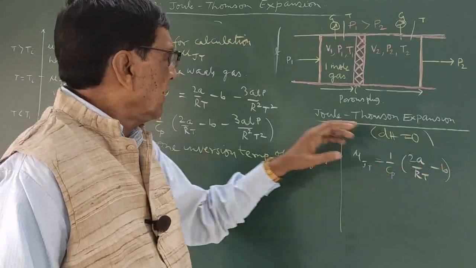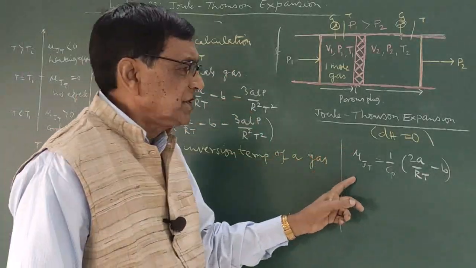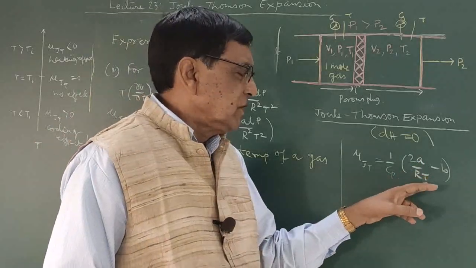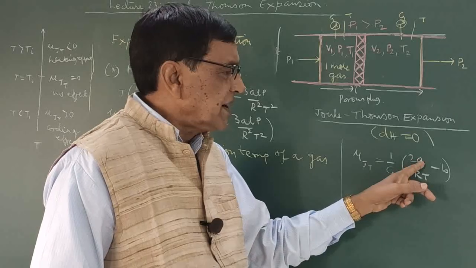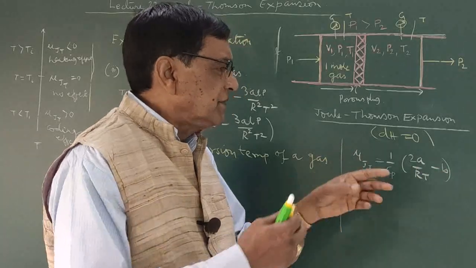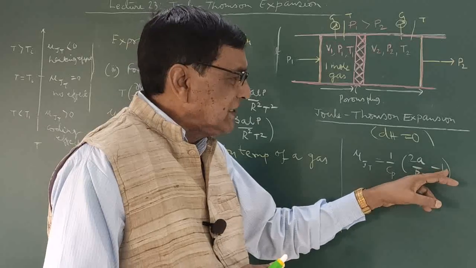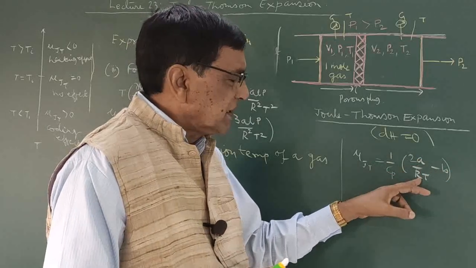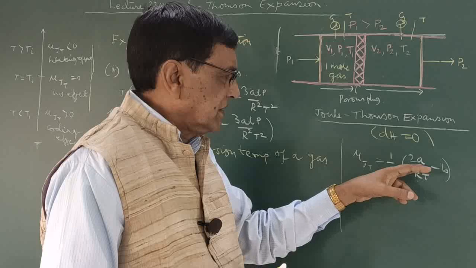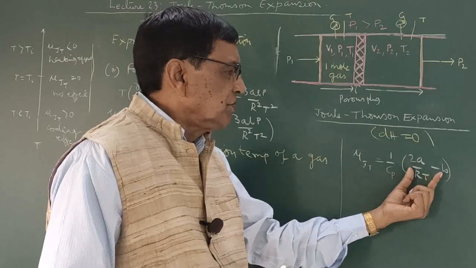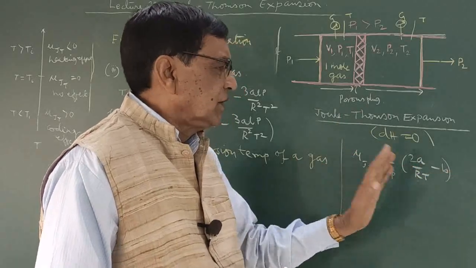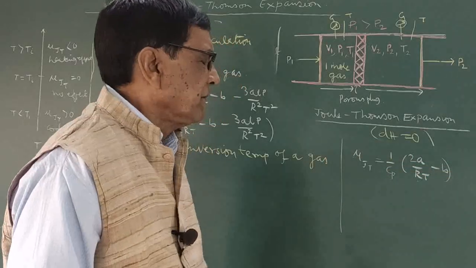This is the simplest. By neglecting this term, we get mu JT equal to this one. It is very clear that whenever the temperature is lower than the inversion temperature, the intermolecular attraction dominates over this side effect, and mu JT is positive. But above the inversion temperature, this side effect is greater than the intermolecular attraction effect of these gases, and so mu JT is negative. And at the inversion temperature, the intermolecular attraction balances the side effect, and mu JT equals 0. This is the simplest way to represent mu JT.